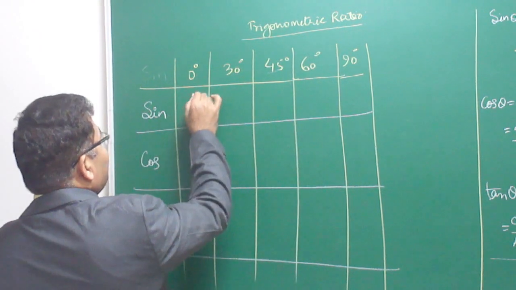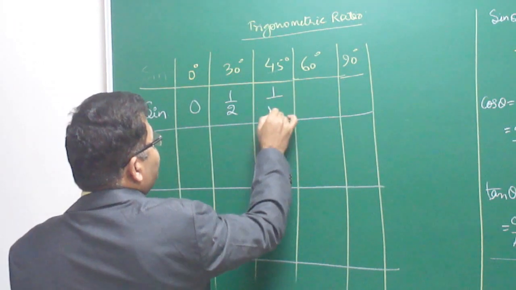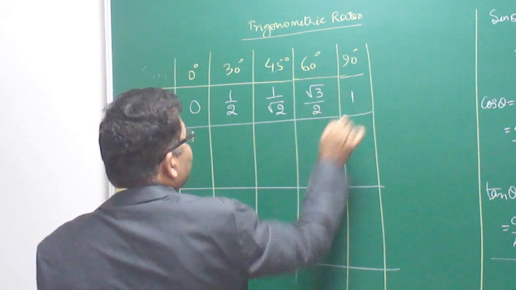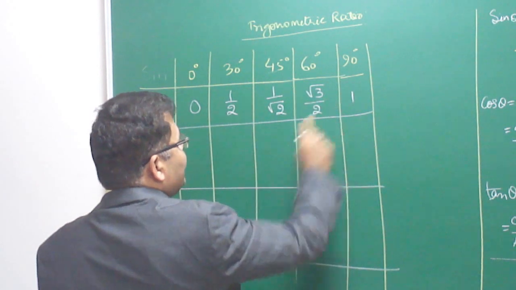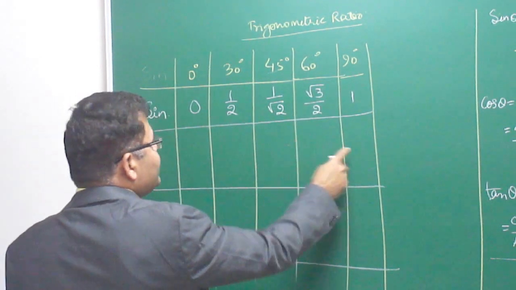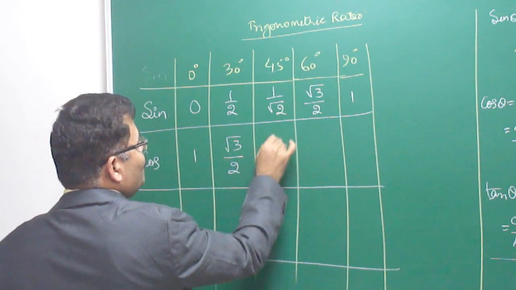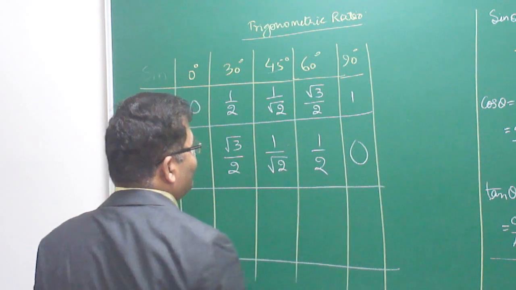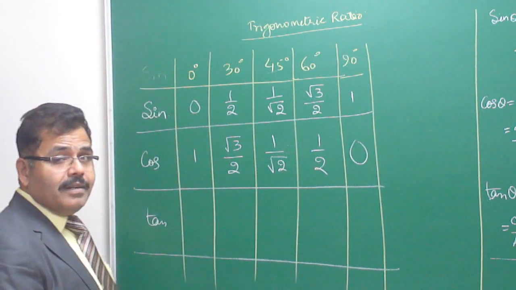So let's write the values. Sine 0 is 0, sine 30 is 1 by 2, sine 45 is 1 by root 2, sine 60 is root 3 by 2 and sine 90 is 1. Just you need to learn this one line. The second line is just the reciprocal of this: 1, root 3 by 2, 1 by root 2, 1 by 2 and 0. That will be the value. And you know what the?